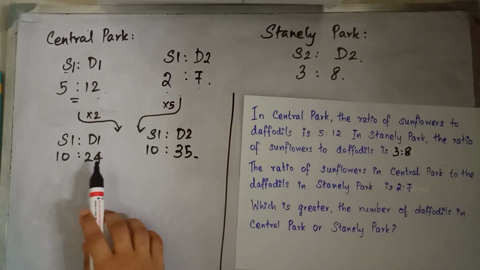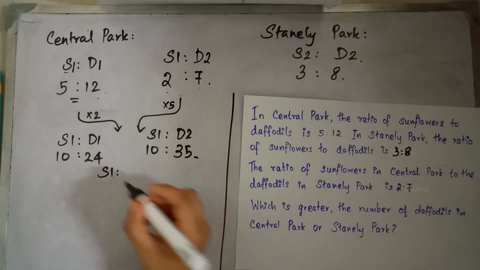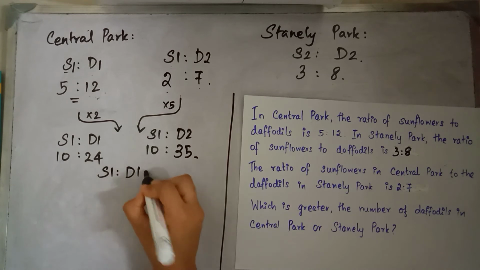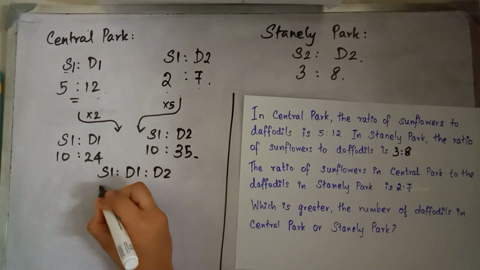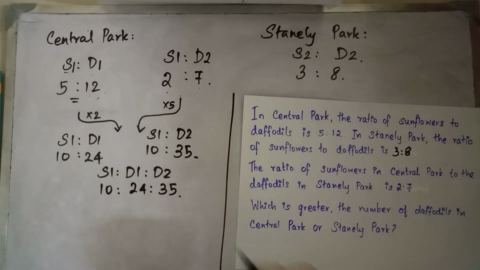So we have S1, D1 and D2. Now we can join all three of these. Now it can be easily compared. We can write them all together as one ratio. We have 10 is to 24 is to 35.